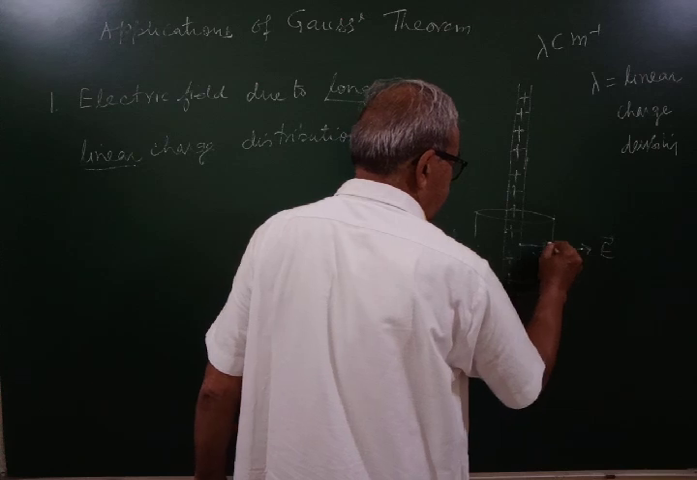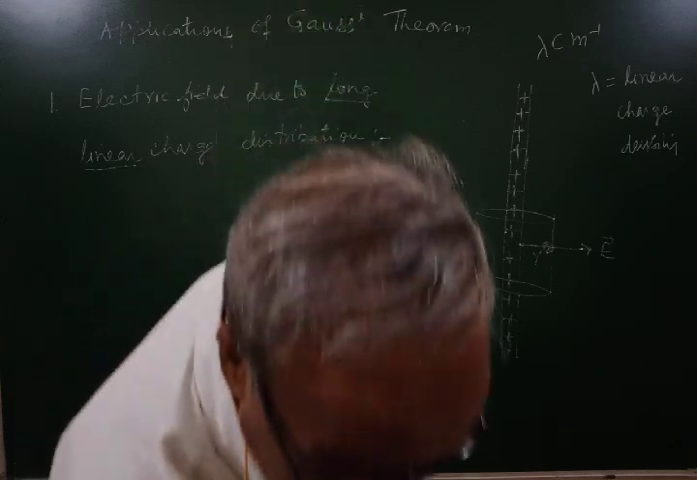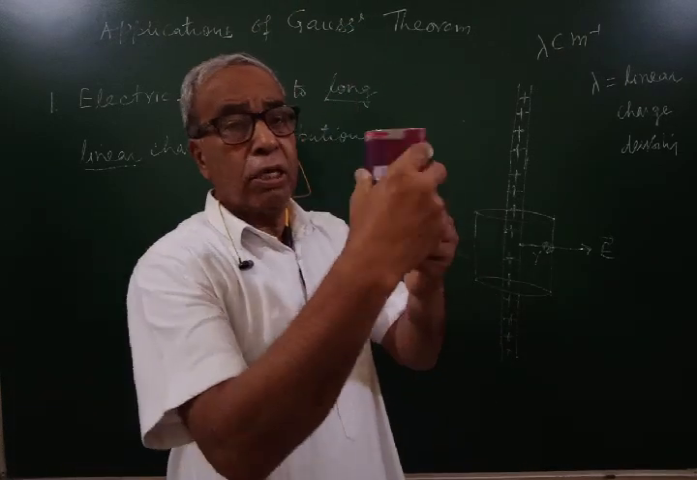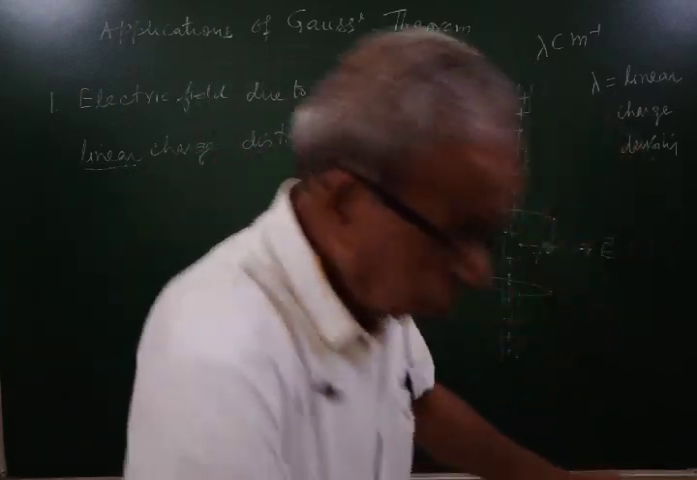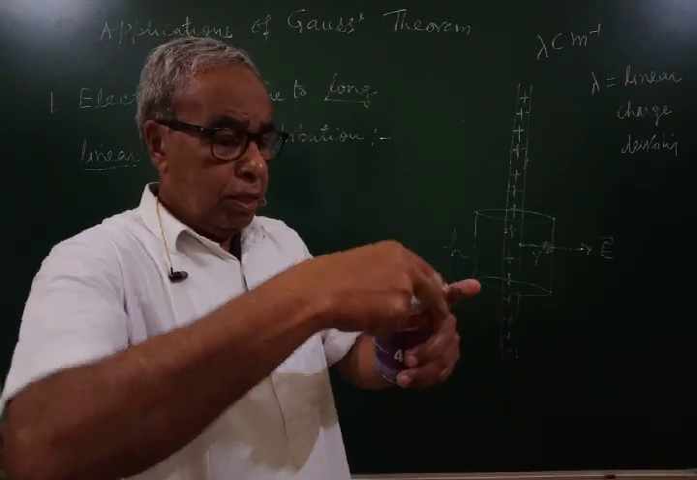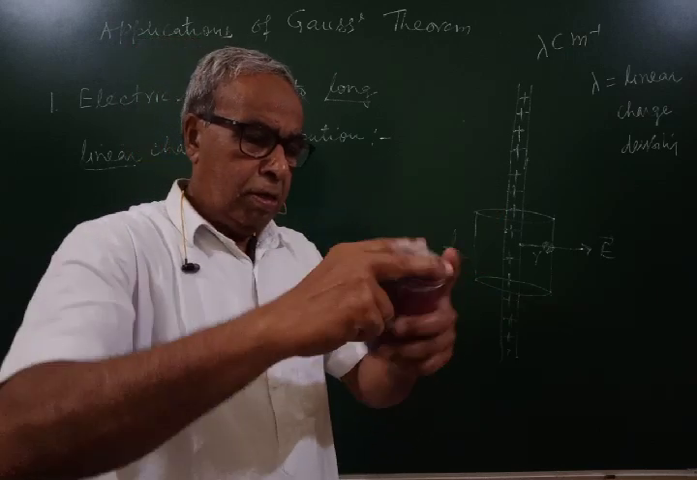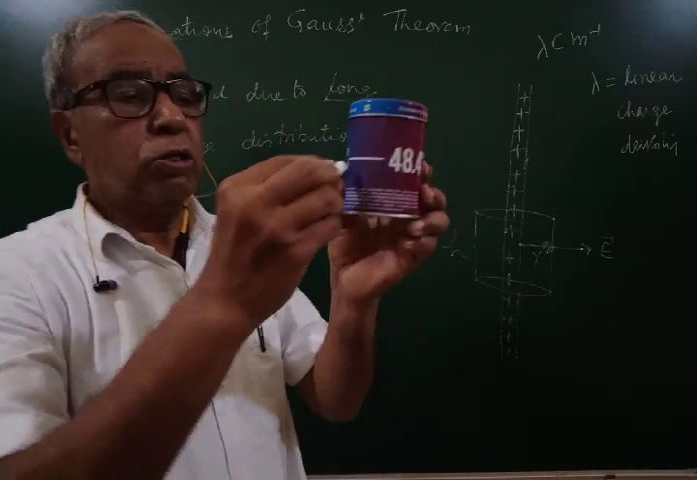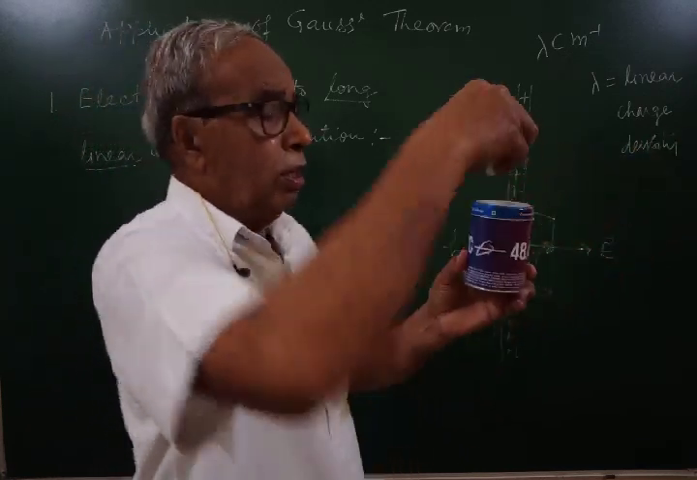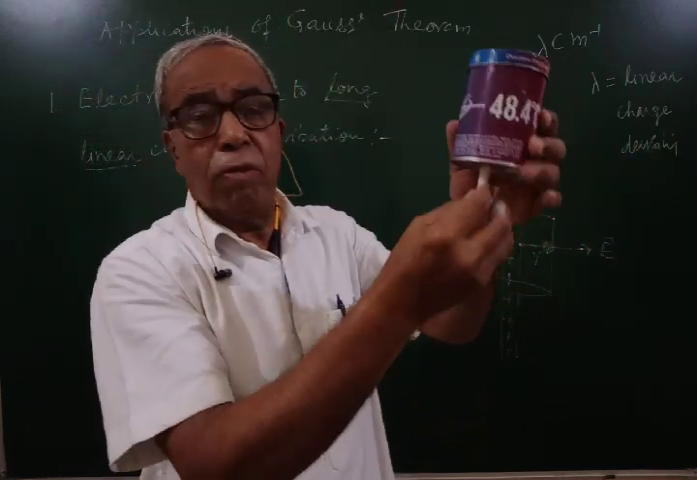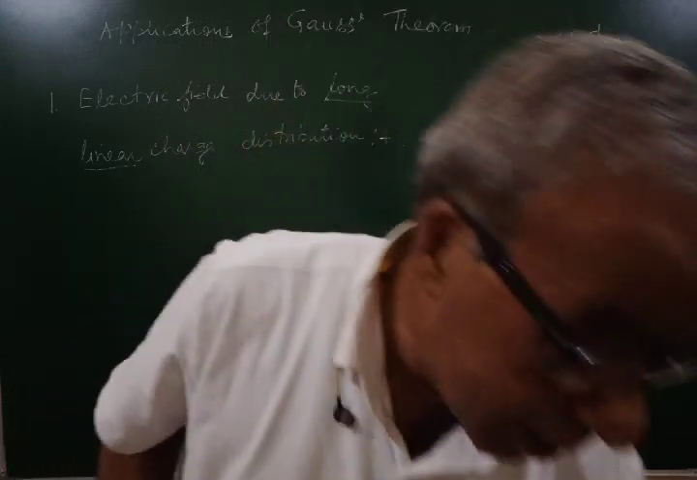Here is the cylinder. Suppose this is the curved surface, and this is the circular face. The area element here will be normally outward, this way outward, here vertically upward, here vertically downward, because the area element is always normal to the surface and outward.